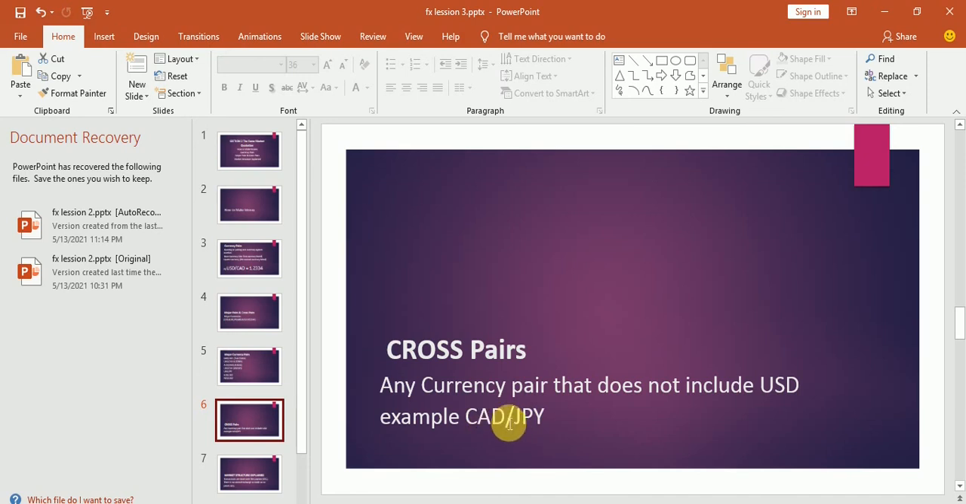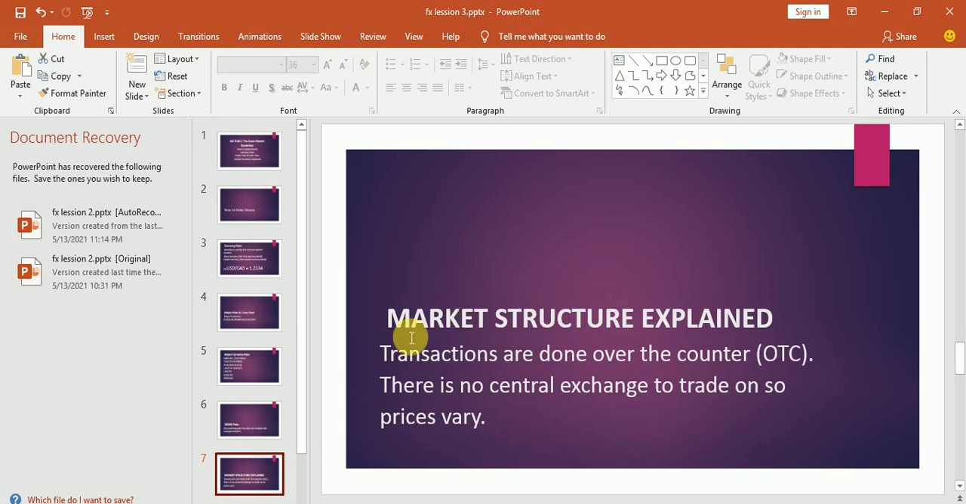So because of that, it is known as cross pair. That is just very simple, as easy as ABC. So let's move on to the next. We are now moving to the market structure explained.